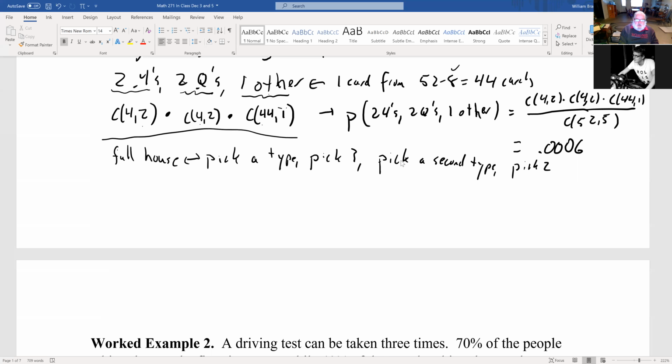And I'll just draw a line here so that we know that we're working a new problem. So you pick a type, you pick 3 of that type, you pick a second type, and then you pick 2 of that type. It's a sequence of steps. Whenever you're doing a sequence of steps, you multiply things together.